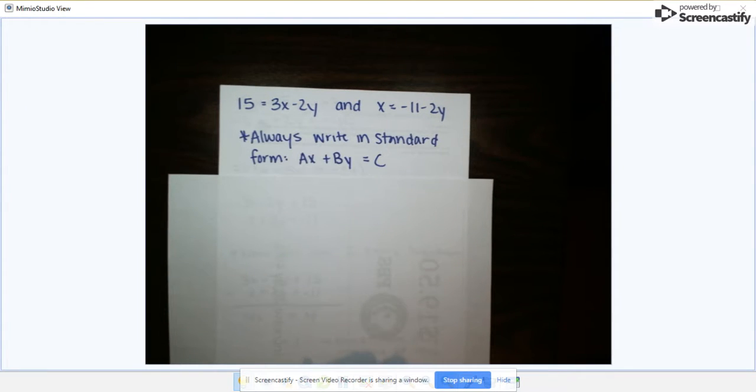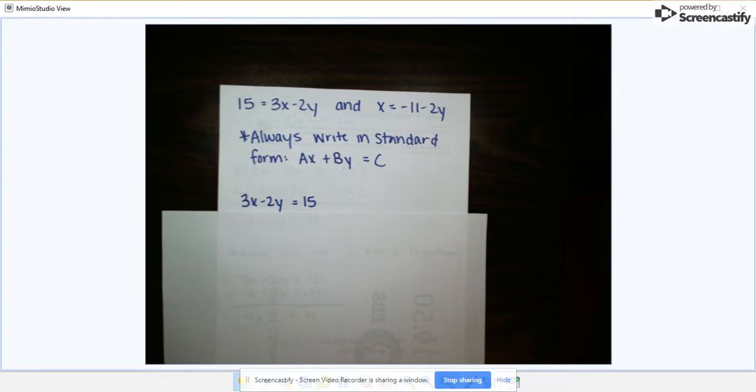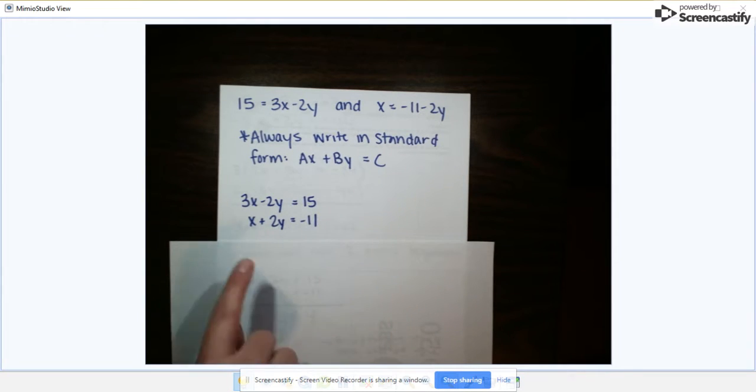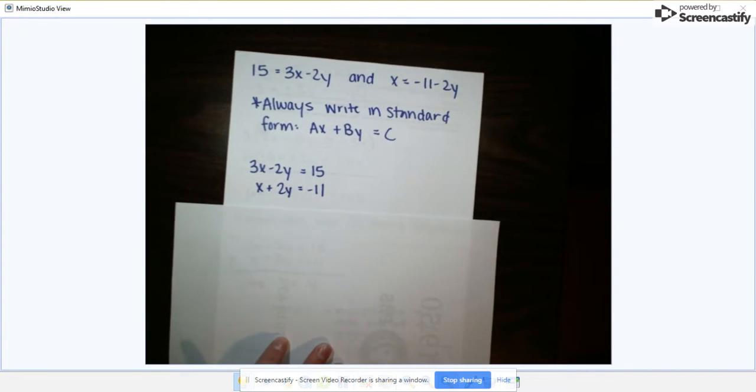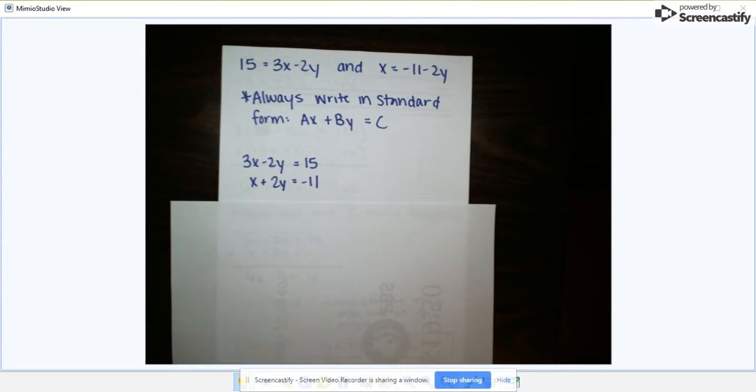However, it's really important that we write our equations in standard form if they are not given to us that way. So standard form, remember, is ax plus by equals c. So I went ahead and rewrote these so that my x and y were on the left side of my equation. And now our goal is to add our two equations together to cancel off a variable.